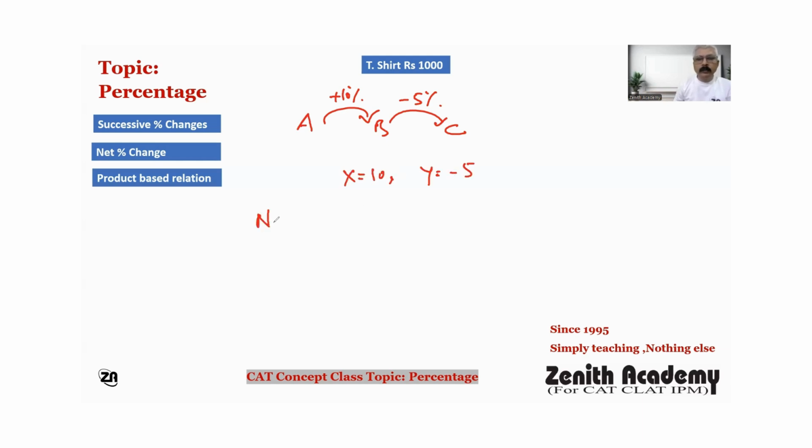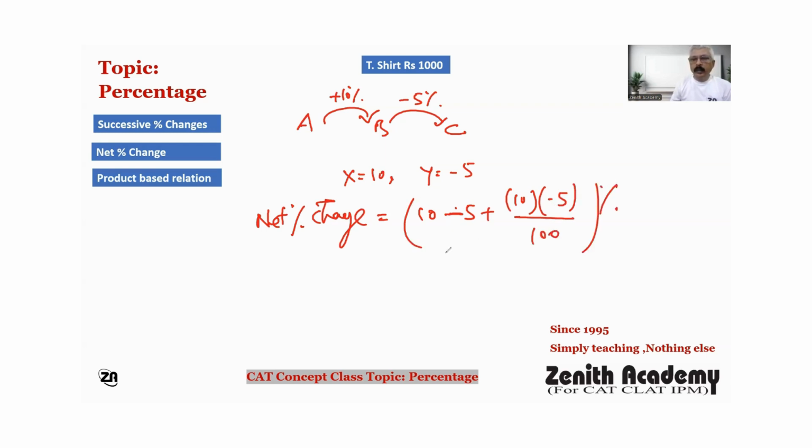So net percentage change: X is 10, Y is minus 5, and plus XY, 10 into minus 5, by 100. This is 10 minus 5, 5, plus 10 into minus 5 by 100 is minus 0.5. This is 4.5% plus, means percentage change increase is 4.5%.